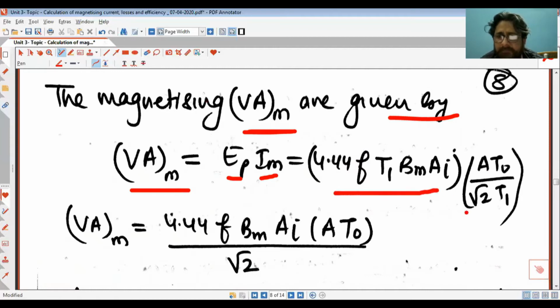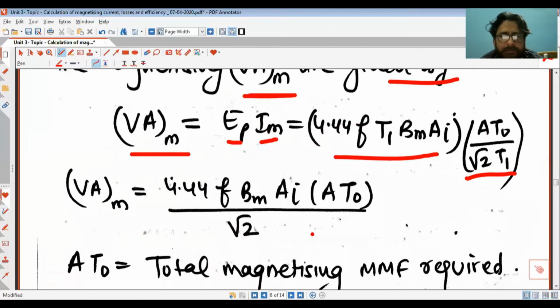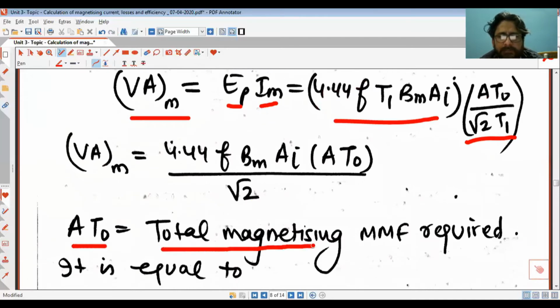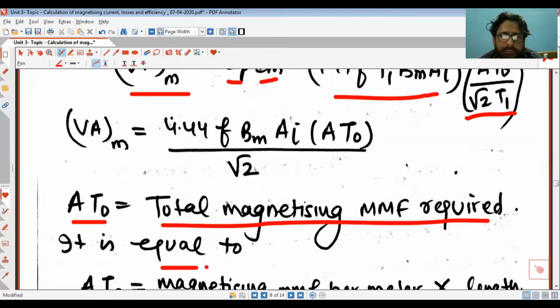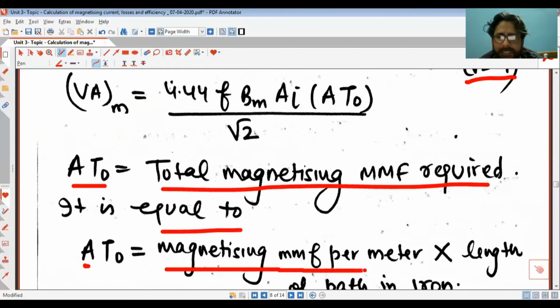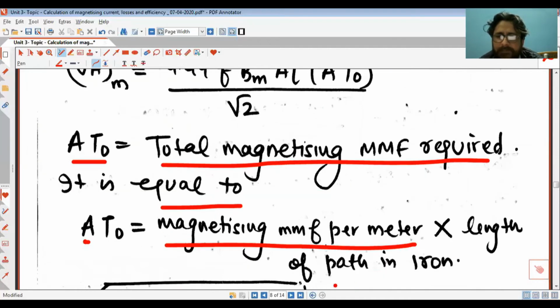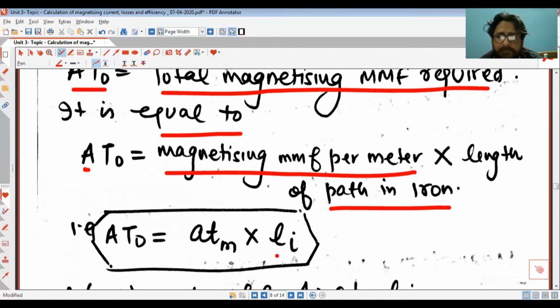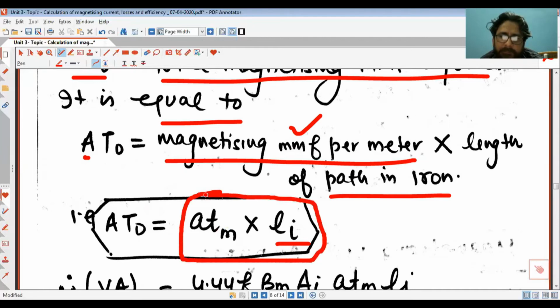This is equal to multiplying both components here. Now AT naught is basically the total magnetizing mmf required. It is equal to the magnetizing mmf per meter into the length of the path in iron. Let us say the length of the flux path in iron is Li. So ATM is the ampere turns of the magnetizing mmf per meter, right? And Li is the total length of the flux path within the iron, right? So this is the total, complete value.